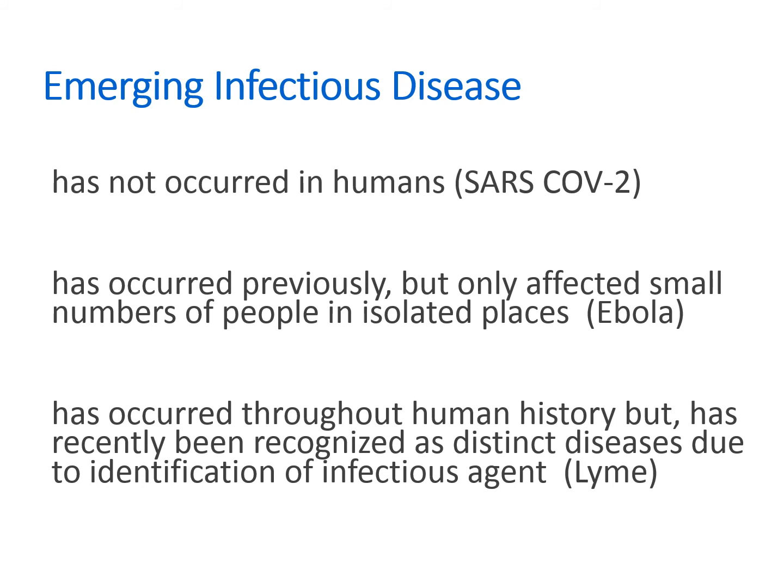Remember, it showed up in different parts of Africa, but it mainly affected small, isolated villages. Or these are diseases that have occurred throughout human history, but we didn't know what was causing them. We've only recently figured out that they're distinct diseases and identified the microbe that's responsible. So Lyme disease would be an example of that.